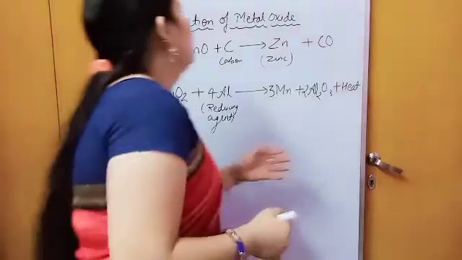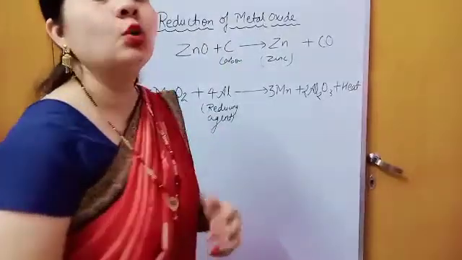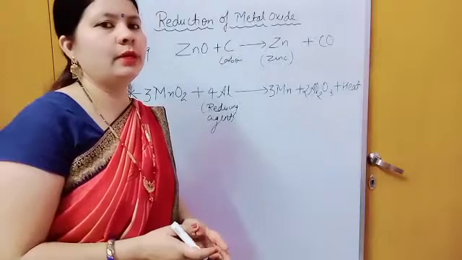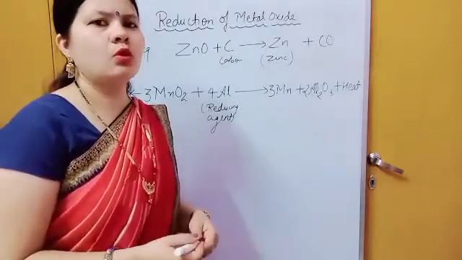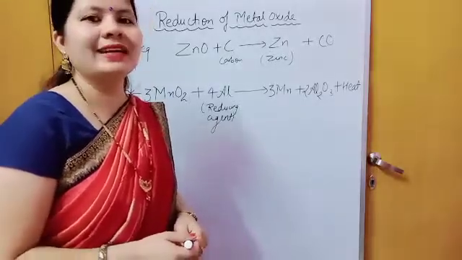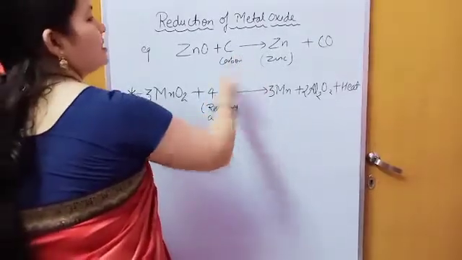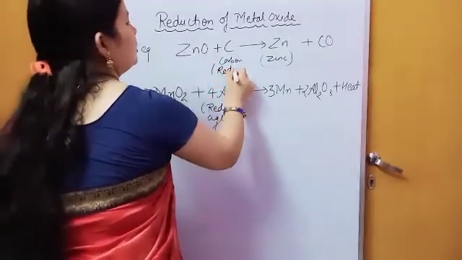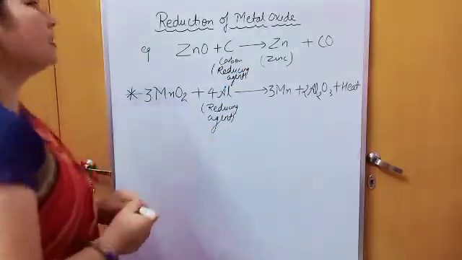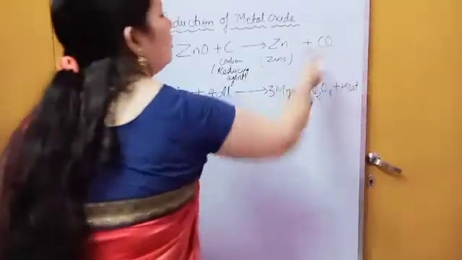Once they are converted into metal oxide, then comes reduction of the metal oxide. Who helps in reduction? A reducing agent. You can take any reducing agent, like carbon monoxide, carbon dioxide, but we have other elements too that act as reducing agents. ZnO plus carbon, here carbon acts as the reducing agent, and it gives zinc plus carbon monoxide.